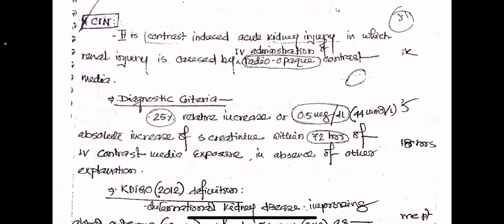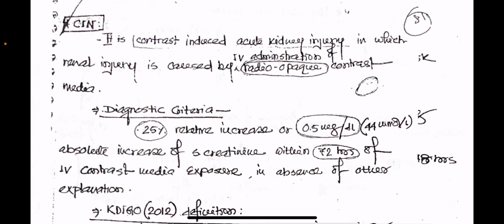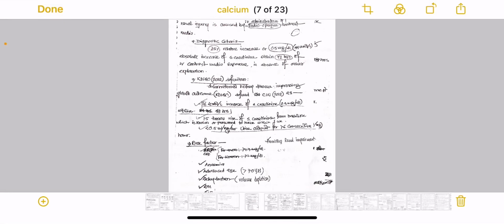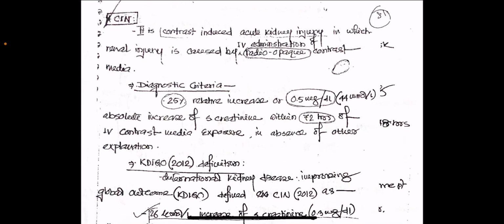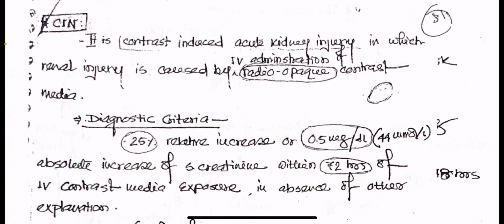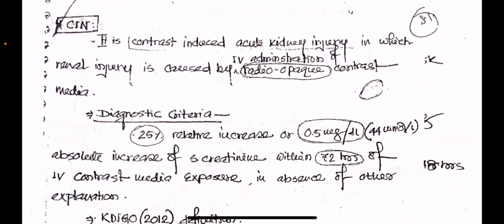Now, contrast induced nephropathy. It is contrast induced acute kidney injury in which renal injury is caused by IV administration of radio opaque contrast media.